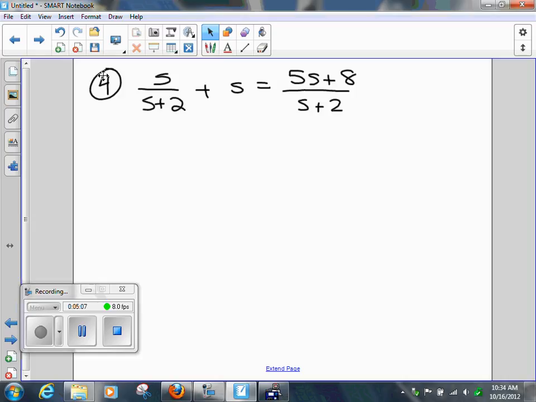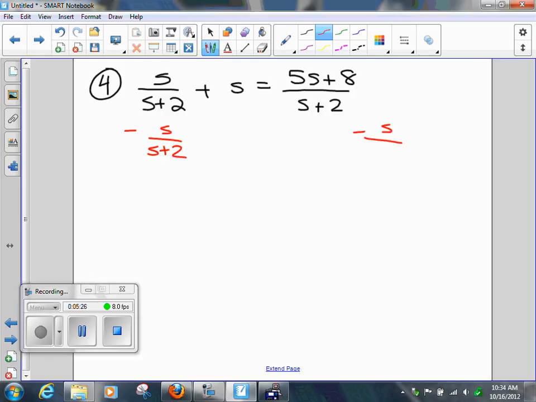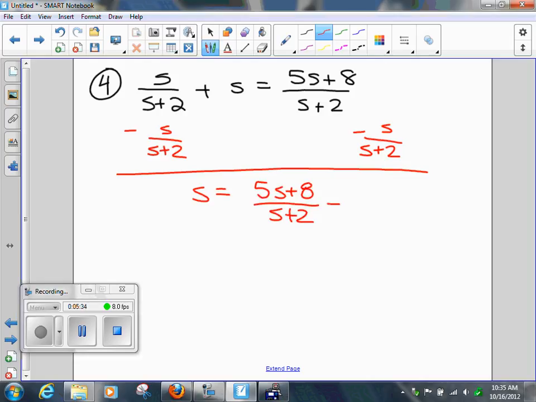So if I've got that s plus 2 thing going on, what do you think I should do to this term on the left, s over s plus 2? What should I do? Move it. Move it, because when I move it, what's going to happen? It'll be able to combine: 5s plus 8 over s plus 2 minus s over s plus 2. I've got like denominators, folks. Can't I put this as one numerator over one denominator now? This is the easiest way to solve it.